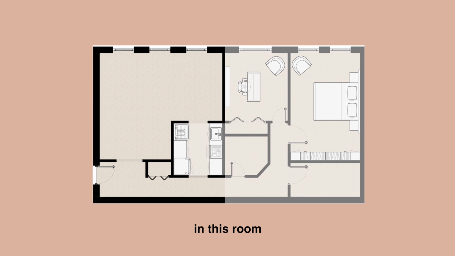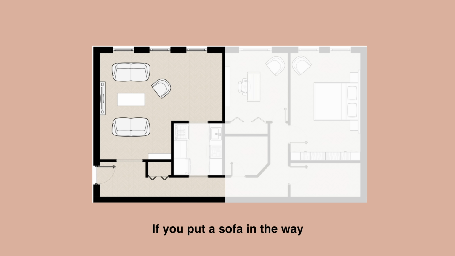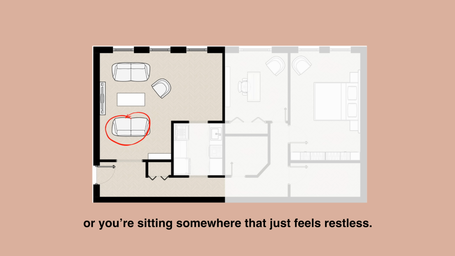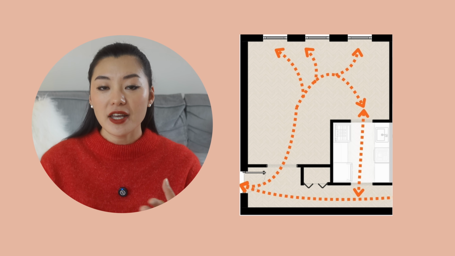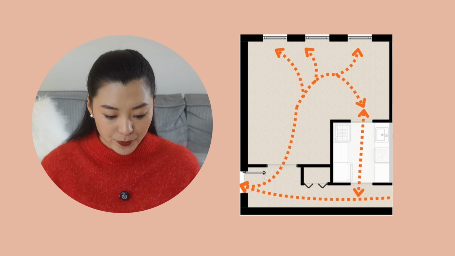For example, in this room, we have a circulation route that's clearly here. If you put a sofa in the way, suddenly people are squeezing past, they're bumping their knees. And when you're sitting in the sofa, it's not going to feel very comfortable. So this is why having a clear overview of how people are likely to move in the space is so important before you start putting in the furniture.